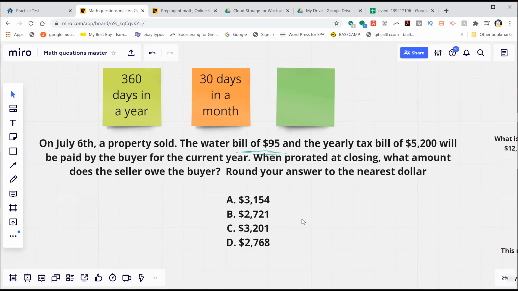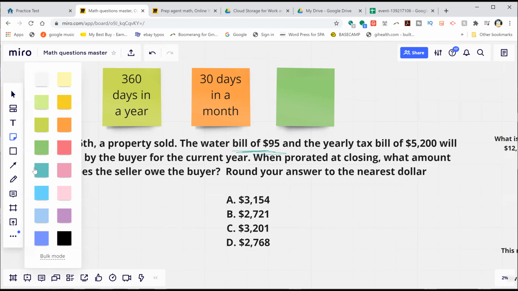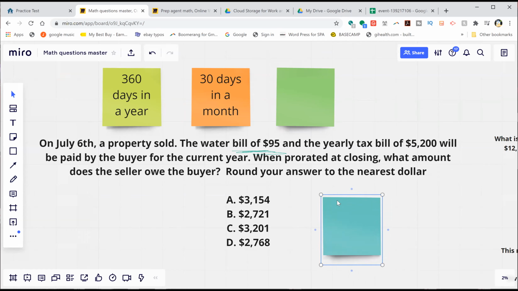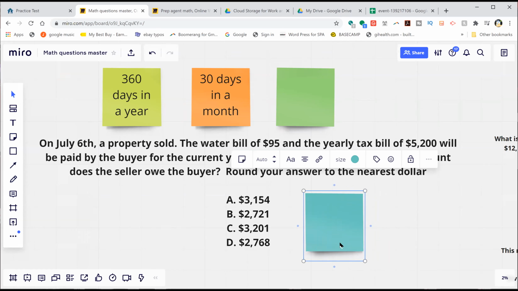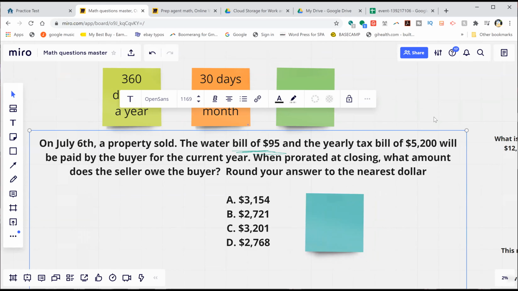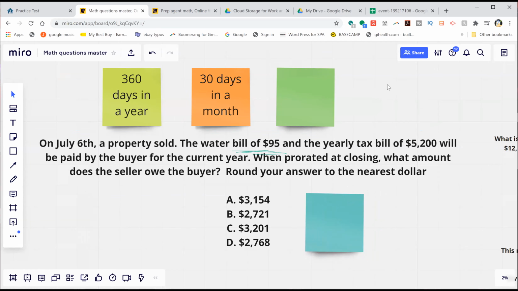So let's take a look at this math problem, okay? So July 6th, the property sold. So guys, here's what I'm going to ask you, okay? If the property sold on July 6th, how long was the seller in the home? How long was the seller in the home? Based off of 360 days in a year, 30 days in a month.